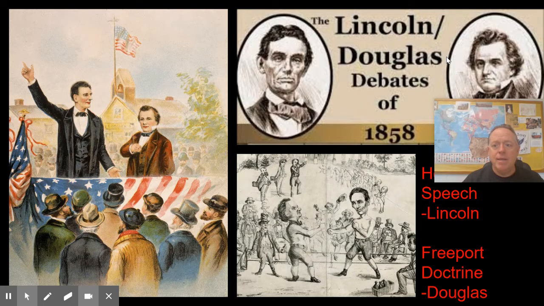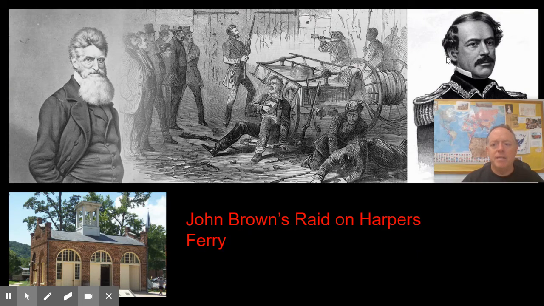In between these two major events is a major event known as John Brown's raid on Harper's Ferry. Harper's Ferry is in a tiny corner between three states, Virginia, Maryland, and today West Virginia. There was no West Virginia at that time.